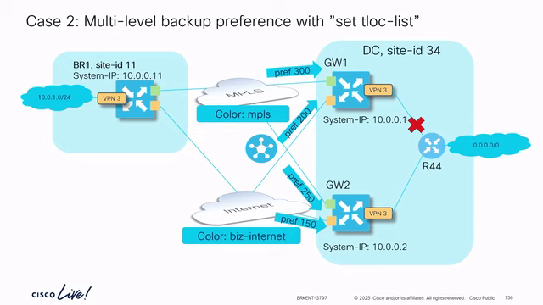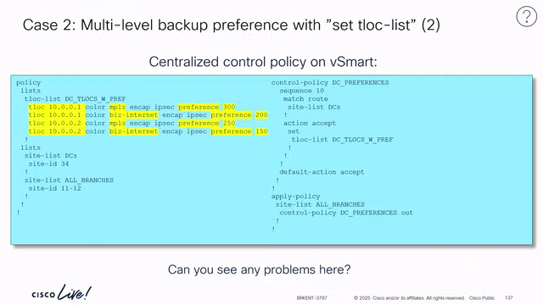If everything is up and running, we prefer the path via business internet or via MPLS towards gateway 1. If it fails, we prefer the path via MPLS to gateway 2. If it fails, then we prefer the path via business internet to gateway 1, and the least preferred path is via business internet to gateway 2. So the policy was configured.